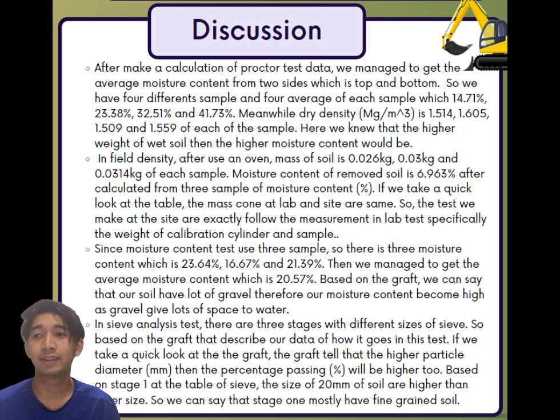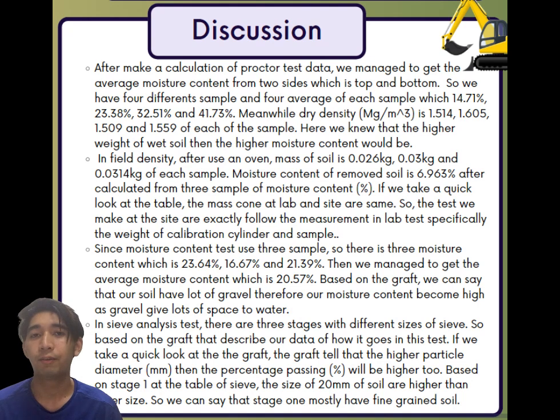Now, for findings and discussion, we will go through the tests one by one. For the first test, we will go through the standard proctor test. The main objective of the standard proctor test is to find the optimal moisture content of the soil. When we conduct the experiment, we will tabulate two tables and enter each of the data. For example, we will measure the weight of mold, weight of wet soil, and weight of dry soil.